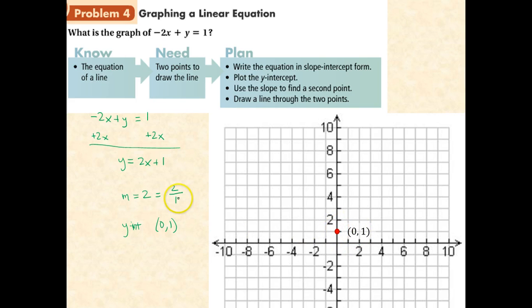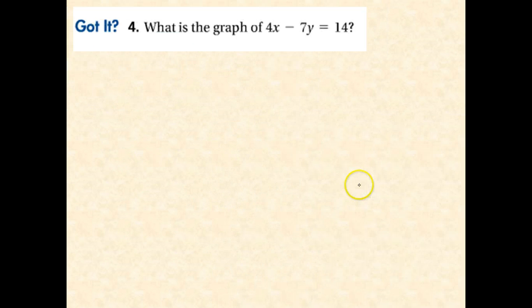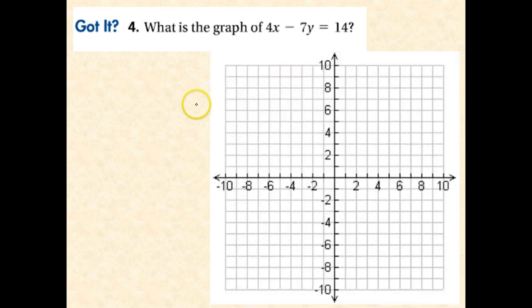Now I'm going to use my slope to find another point. A rise of 2, a run of 1. So I'm going to go up 2 over 1, draw a point. The coordinates of that point are (1, 3). Now I've got 2 points. I can get a ruler and draw a line through them. Boom. Kind of fun, actually. So pause, see if you can graph this line, and push play when you're ready to see the solution.